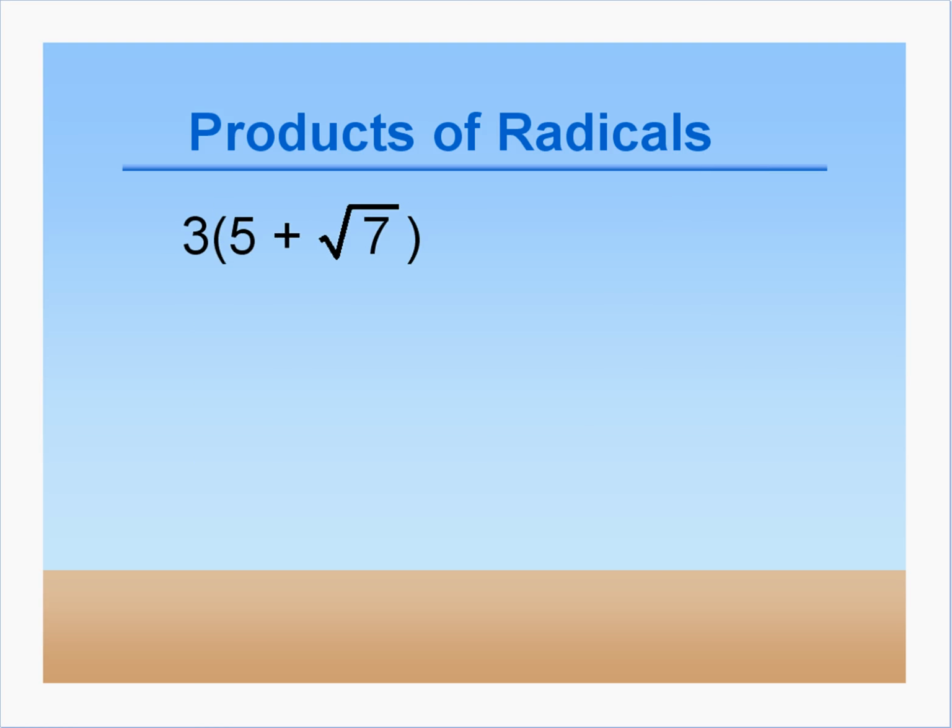And now the rest of these problems are going to use the same idea that we just worked with, but now we're going to apply them when we have to use the distributive property. And then we'll hit some special binomial things later. So we're just going to distribute. And so we have 3 times 5, which is 15, plus 3 times root 7, which is just 3 root 7. We can't simplify that at all, and that's it. 15 plus 3 root 7.